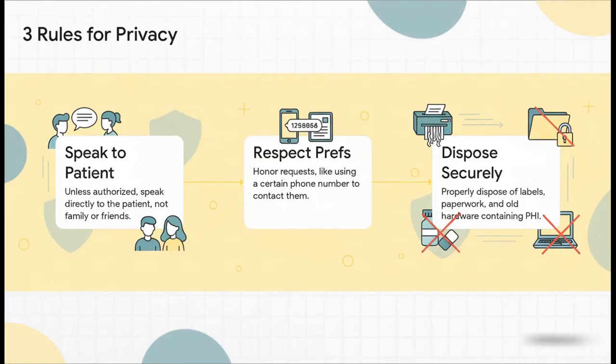So how do you stay on the right side of the law? Just remember these 3 simple rules. 1. Always try to speak directly to the patient. 2. Respect their wishes. If they ask you to only call their cell phone, you only call their cell phone. And 3. Securely get rid of PHI. That means shredding labels and any other documents, not just tossing them in the trash.